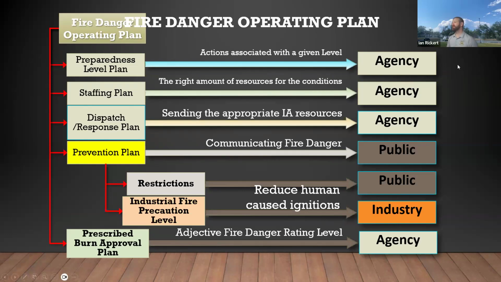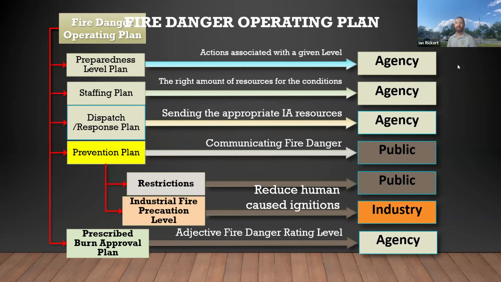Right-hand side of this slide, these are all internal tools that I'm talking about, right? So we also use fire danger in our fire danger operating plan to delineate, plan out in advance, and agree to how we're going to communicate with both the general public and industry, right? We have prevention plans. And so that facilitates us to decide a couple of things, right? Number one, how are we going to communicate fire danger to the general public, right?